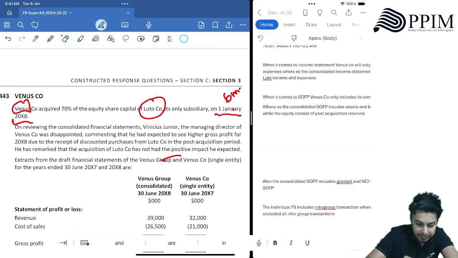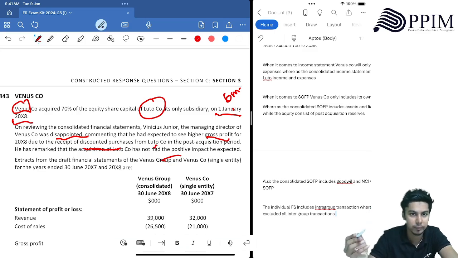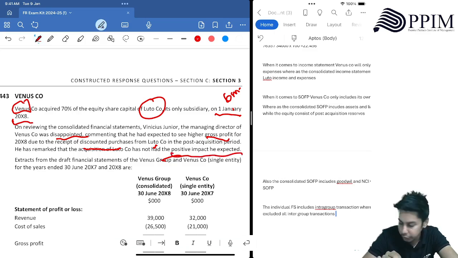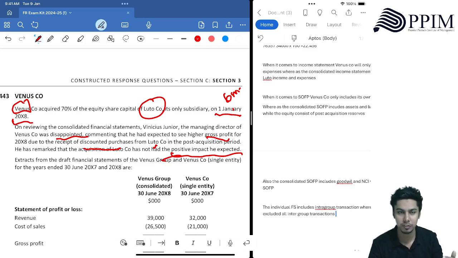One is he is disappointed regarding the gross profit ratio, because he thought when we get discounted purchases from Pluto, the gross profit will improve. Second thing, guys, he is also commenting that Pluto has not had a positive impact on our business organization. So 2 comments: when we buy on discounts, it has not improved our gross profit, and buying Pluto has been a bad impact to us, meaning it has not improved.